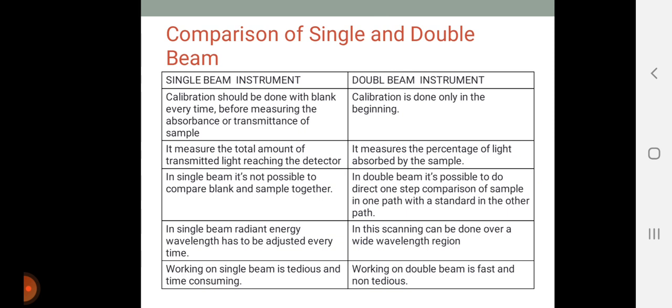In a single beam instrument, it's not possible to compare blank and sample together, but in a double beam instrument, it's possible to do a direct one-step comparison of the sample in one path with the standard in the other path. In a single beam instrument, the radiant energy wavelength has to be adjusted every time, but in a double beam instrument, scanning can be done over a wide wavelength region. Working on a single beam is tedious and time consuming, but working on a double beam is fast and non-tedious.